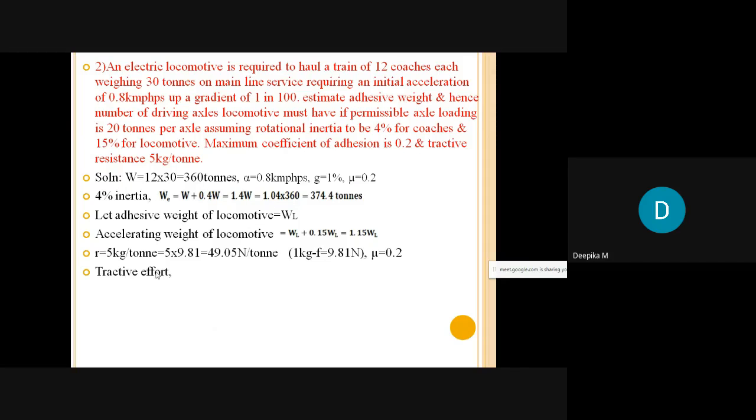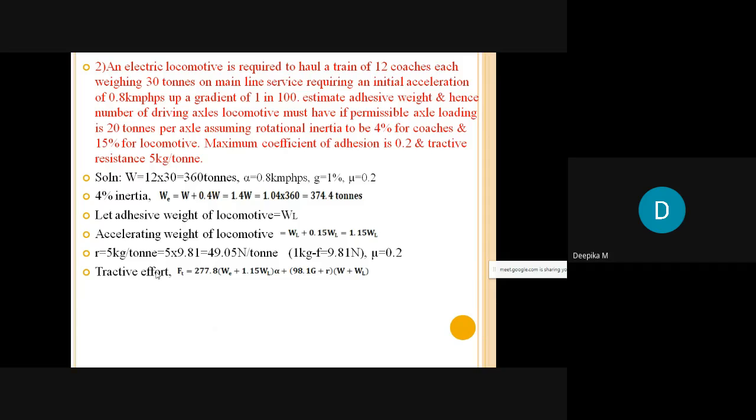So next, they have given the resistance in kg per ton, but we need to convert it into Newton per ton to substitute in the formula. Hence, let us multiply by 9.81 to convert it into Newton per ton, because 1 kg force is nothing but 9.81 Newton. So to convert into Newton, we have to multiply by 9.81, and the coefficient of adhesion mu is equal to 0.2.